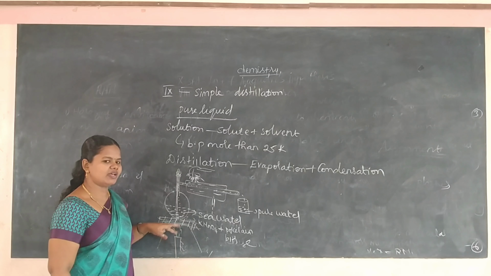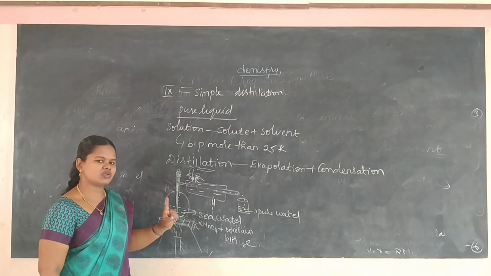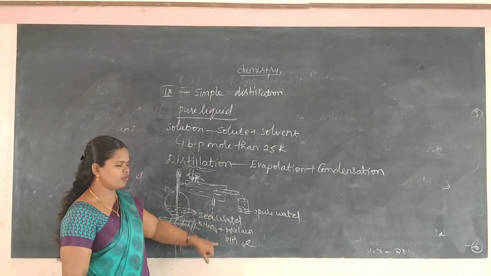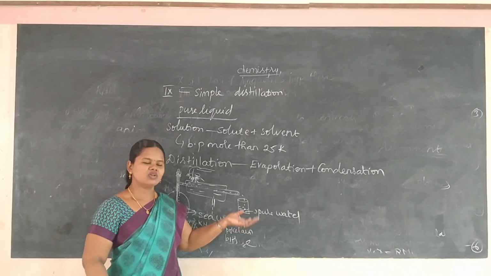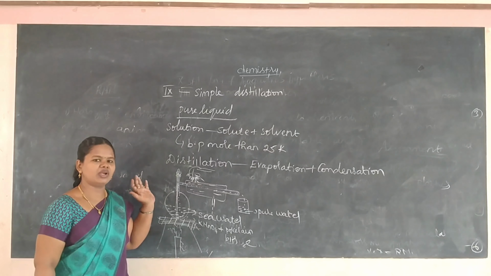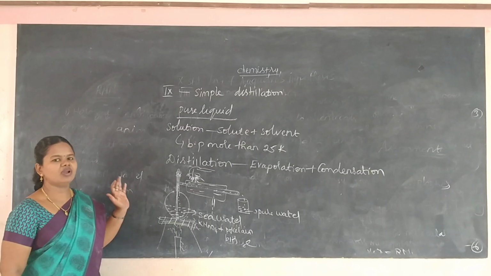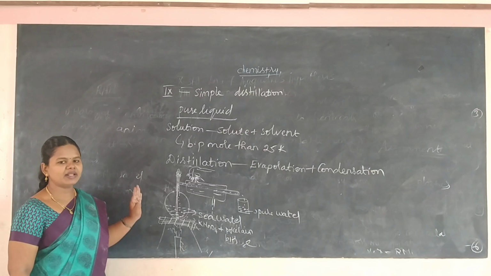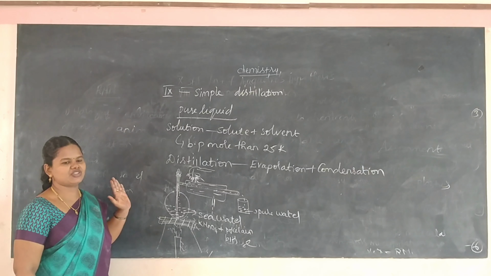The first time you purify it, it is known as first distilled water or distilled water. The second time you purify it, it is known as double distilled water. So two or three times you can do it and ultimately get pure water. So this is simple distillation. Ordinarily in the lab we will do this distillation.